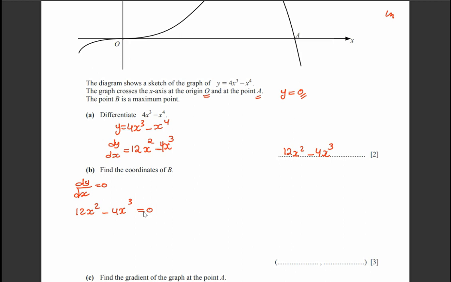Then take a common factor to solve for x. So I will take 4x^2, open the bracket, 12 divided by 4 equals 3, then minus 4x^3 divided by 4x^2 equals x, equals 0. That means either 4x^2 equals 0, which gives x equals 0, or 3 minus x equals 0, which is x equals 3. So we have x equals 0 and x equals 3.